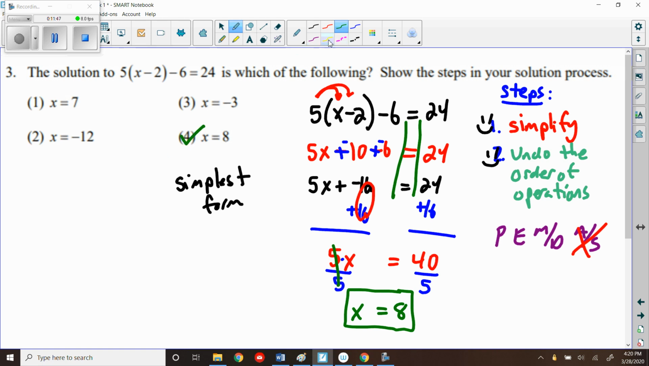I should also mention that we could take x equals 8 and substitute it right back up into this x value right here, just to make sure that we got the answer right. 8 minus 2 is 6. 6 times 5 is 30, and 30 minus 6 is 24. So my check, using my order of operations in the correct order as I am simplifying, is going to give me confidence that I got the answer right.